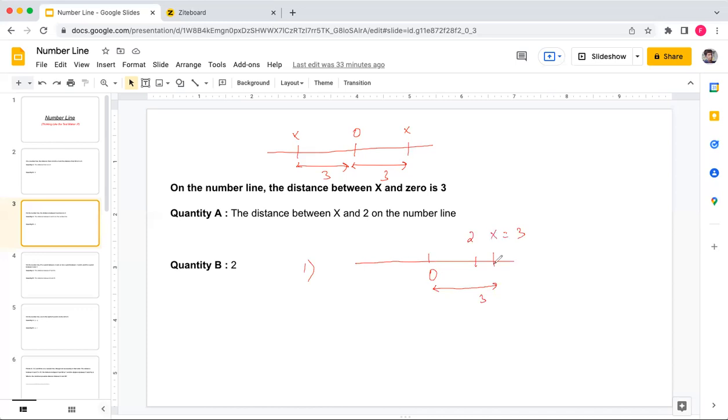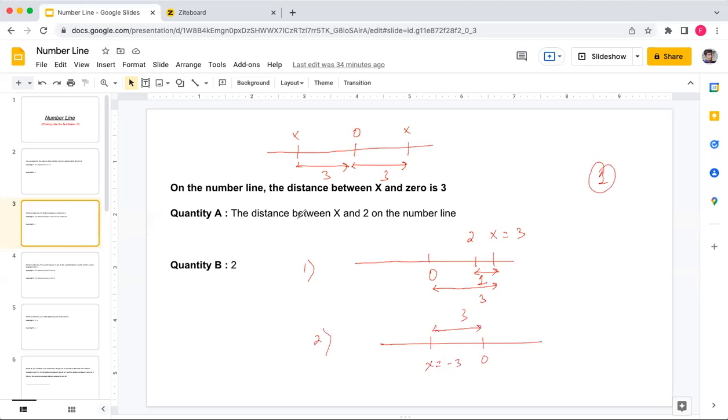If this is 2, what is the distance between them? That is 1. So in the first scenario, the answer for quantity A is 1. In the second scenario, this is 0 and this is x. The distance between them is 3. So this x will be equal to -3.